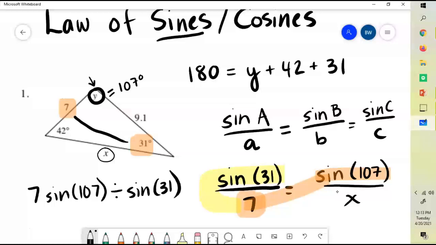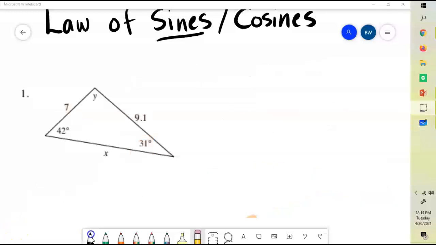Check yourself and see what you generate as a length measure for side x. Do double check that you are in degree mode and not radian mode. That will help you. It should be a number that is larger than both the 7 and the 9.1, although to be fair, not all of these triangles are to scale on this homework.